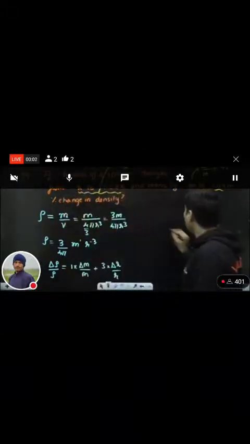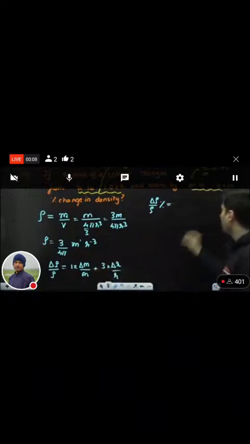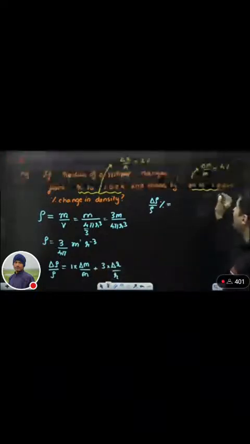Awesome. Now what you will do over here is delta rho by rho percentage wise is delta m by m. What is delta m by m? Delta m is nothing but 4%. Put it over here, plus 3 multiplied by this particular quantity, which is nothing but 2%. So 3 twos are 6, 6 plus 4 is 10. You are going to get it as 10%, my dear students.